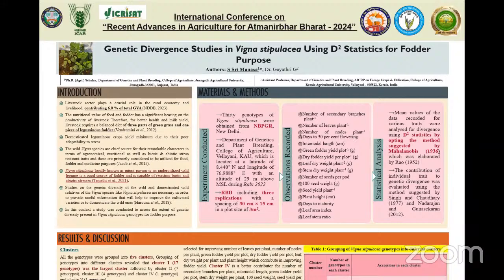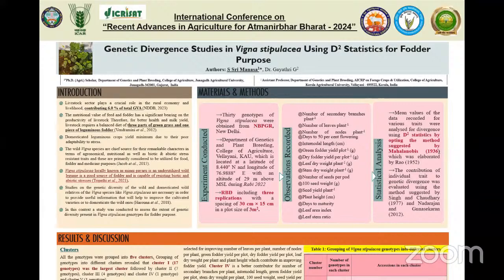Good afternoon, everyone. I am Sri Manasa, pursuing PhD in Genetics and Plant Breeding at Junagadh Agriculture University. Today, I am here to present a part of my research work, that is genetic divergence studies in Vigna stipulosia using D-square statistics for fodder purpose.